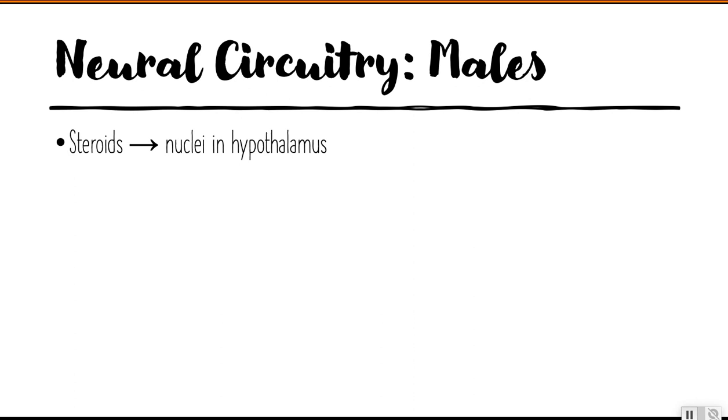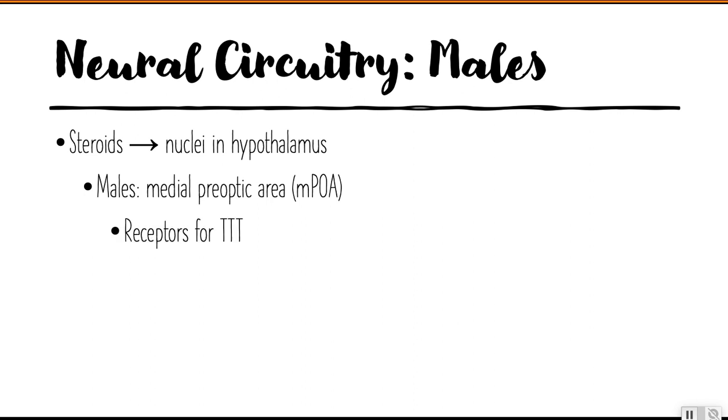What about males? So again, there are steroids that act on the nuclei in the hypothalamus, very specific nuclei. In males, this is the medial preoptic area, or MPOA. Our research has shown us that this area has a lot of receptors for testosterone. And if we lesion this area in males, so if we lesion the MPOA, it abolishes behaviors, but it does not abolish the motivation to engage in reproductive behaviors.